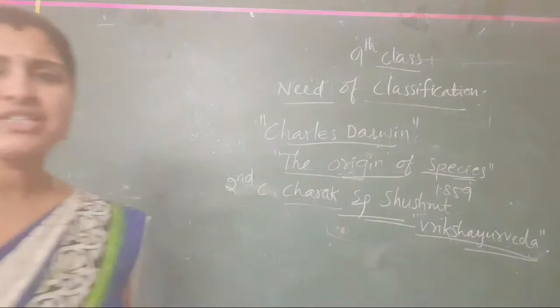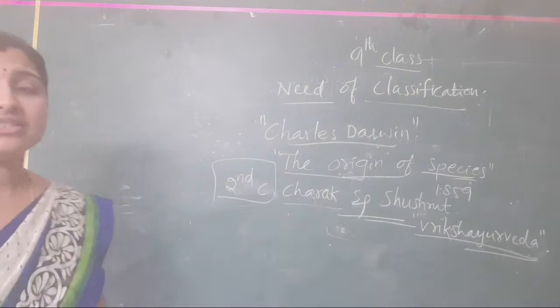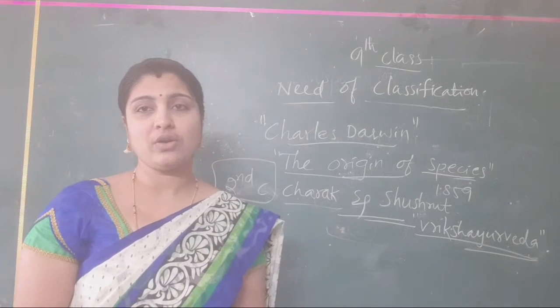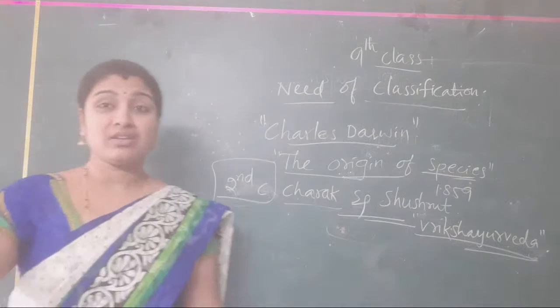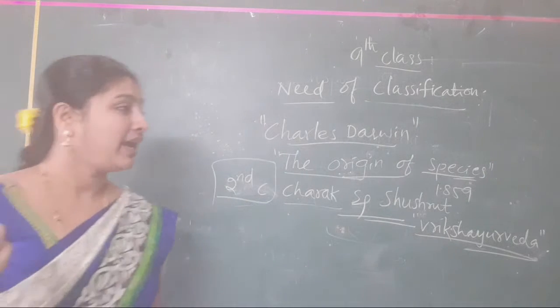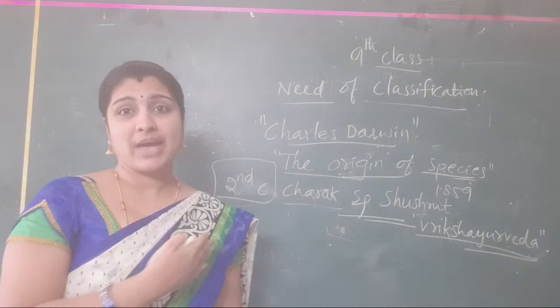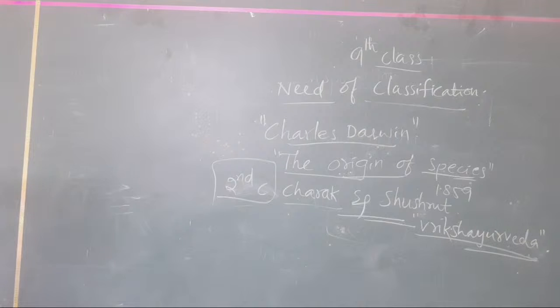So classification started from that period only. In the 2nd century. We are now living in the 21st century, you know. So in the 2nd century, it's many years, thousands of years back, no? Thousands means nearly 18,000 years back. Okay. So Charak and Shushrut classified in Vriksha Ayurveda based on their medical importance.